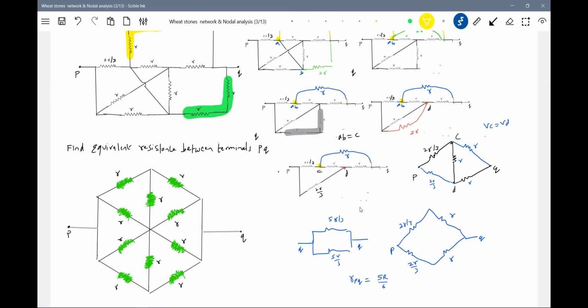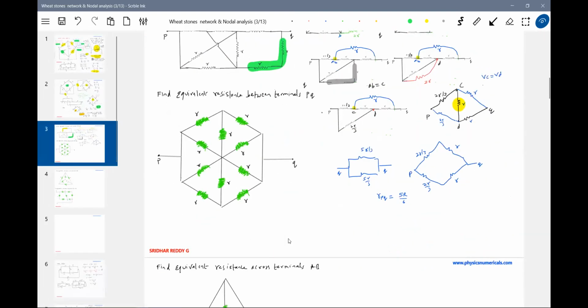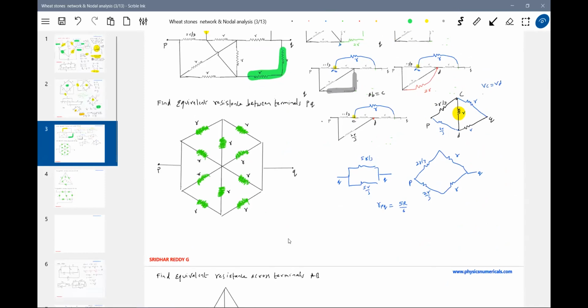So this resistor can be removed. The reason for that is because VC equals VD. How can we say? The ratio of these two arms, 2R/3 by R, should be equal to 2R/3 by R. The ratio of these two arms is equal to the ratio of these arms. So potential at C equal to D. Then this resistor can be removed. Once you remove this, these two are in series, effective 5R/3, 5R/3, and that effective in parallel will get this answer. All these problems are based on the Wheatstone network.